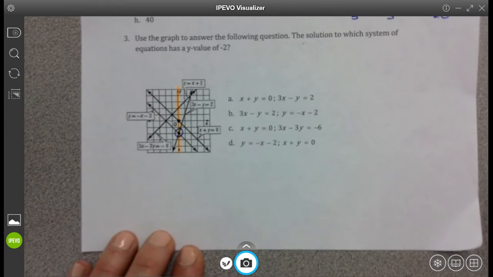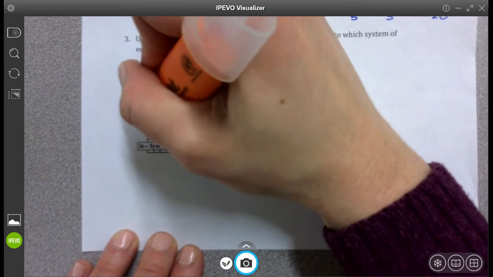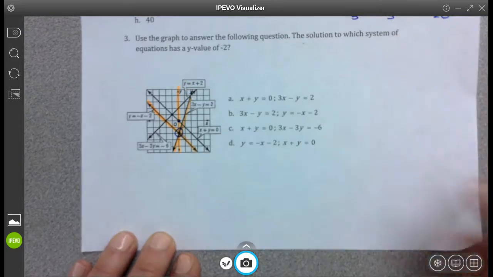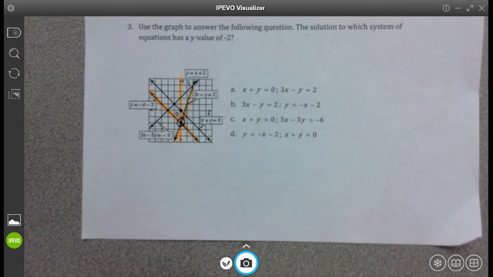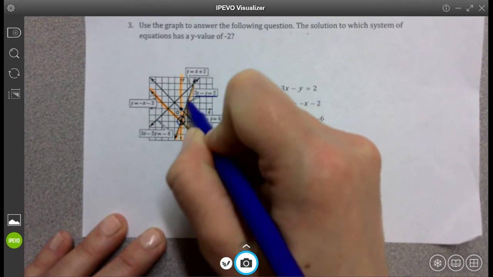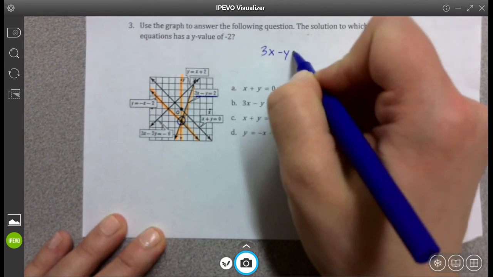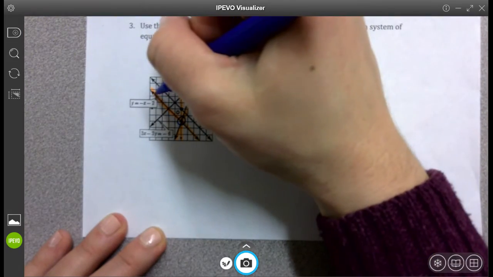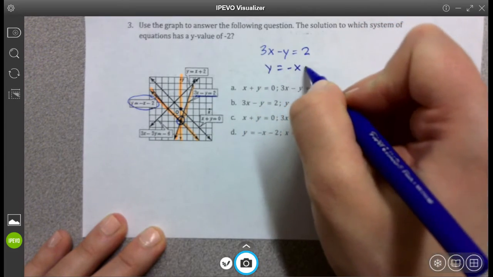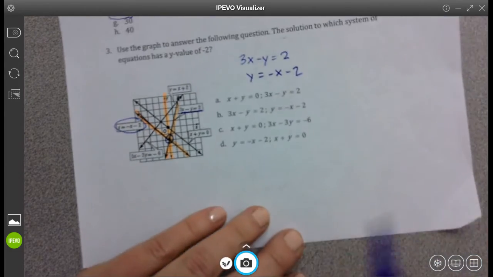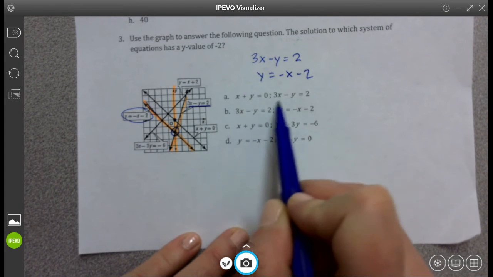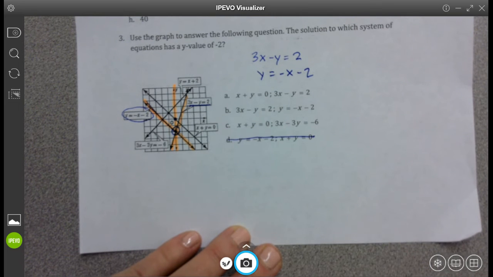Well, if you look, this line is there, and this line is there. So we have to see what equations go with it. So this equation goes with that line, 3x minus y equals 2. And this equation goes with that line, y equals -x minus 2. So which one has those equations? I'm looking for a 3x. I see a 3x, I see a 3x, I see a 3x. This one does not have a 3x. Okay.